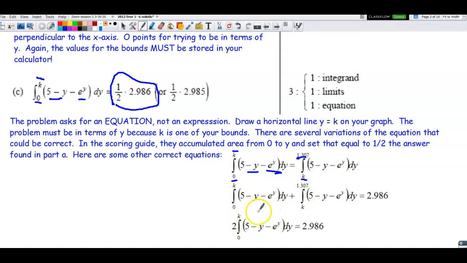Or we could take those two regions together and say region number 2, which is right here, I called it up there, plus region number 1 is equal to my answer in part A, which is the total area. Or I could double one region of area, this is region number 2, and say that's equal to my answer in part A. Sounds way more complicated than it actually is.